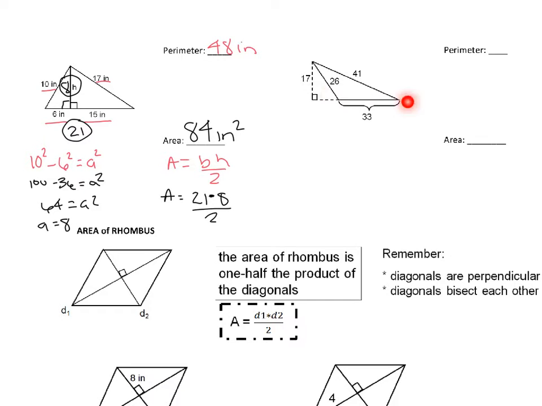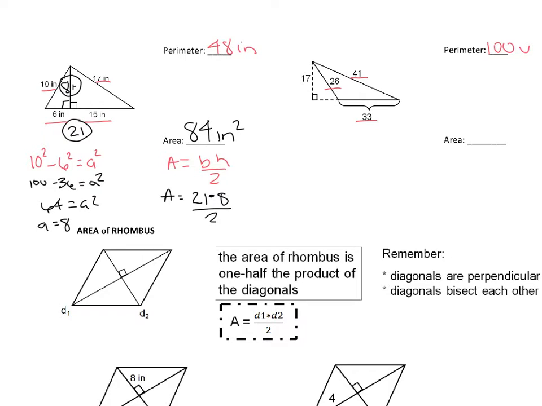First things first, let's find the perimeter. I'm going to underline all those numbers that I need for the perimeter, and that is the 41, the 26, and the 33. So when I add those three values together, we get 100 units as the perimeter.